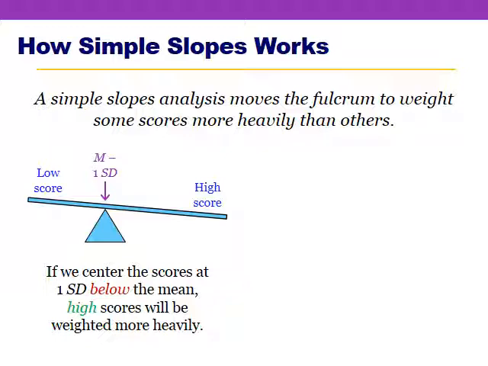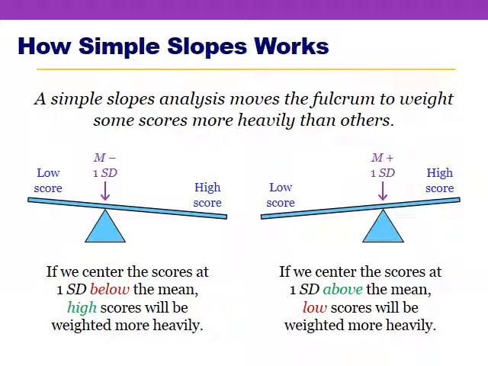Then we're going to do the same thing, but move the fulcrum the other way. So instead of centering our seesaw at one standard deviation below the mean, we're going to center our seesaw one standard deviation above the mean, and it's just going to do the opposite. So when we do this, the low scores are now being given more weight, and the high scores are being given less weight. You can think of this as being kind of similar to splitting the file, right?